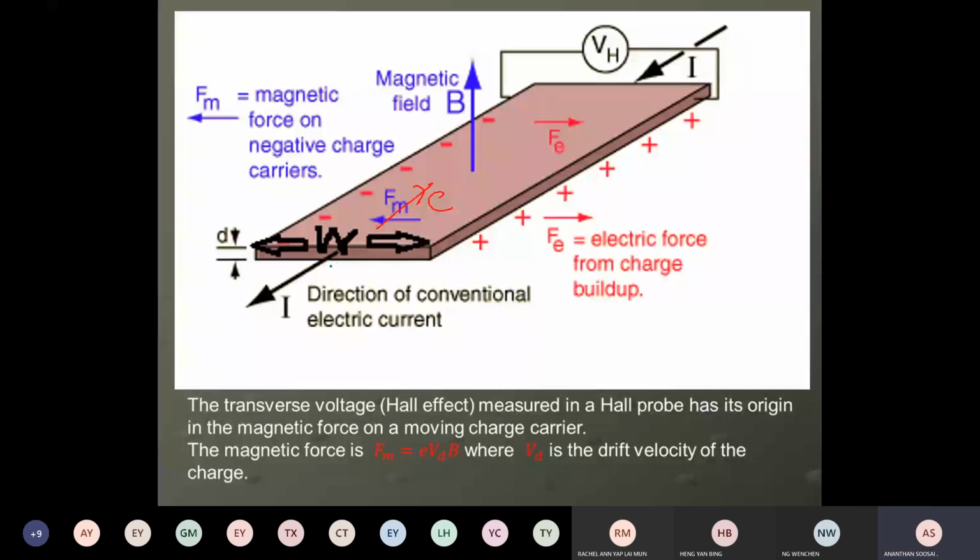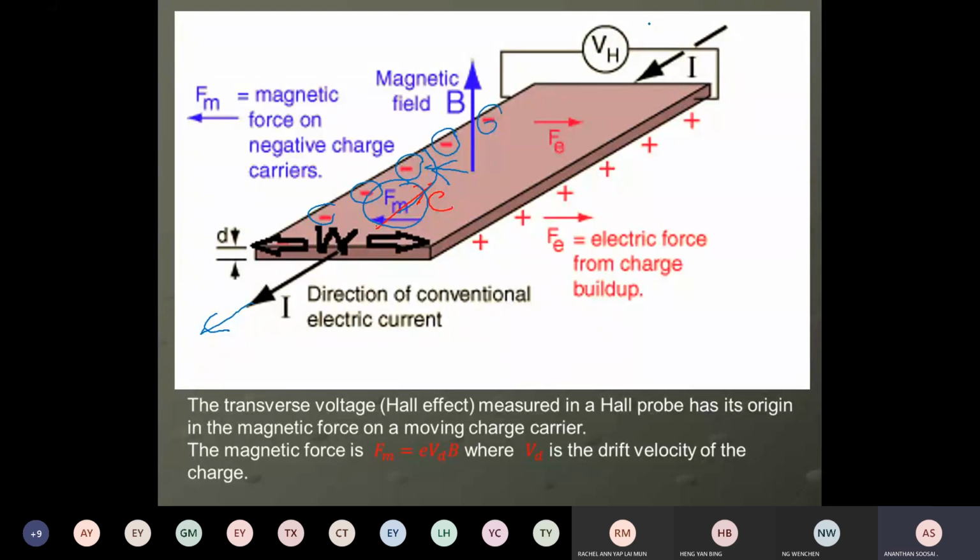Which direction will the magnetic force be? B is pointed upwards, and the current is coming this way. So the magnetic force FM will be to the left side. That's why all the electrons will be deposited to the left side, which becomes negatively charged, because the electrons drift to the left side. So the opposite side becomes positively charged.